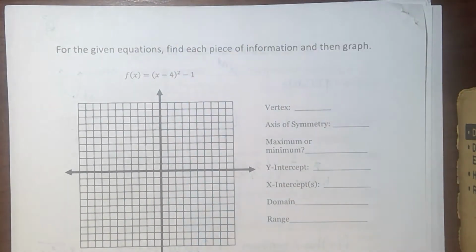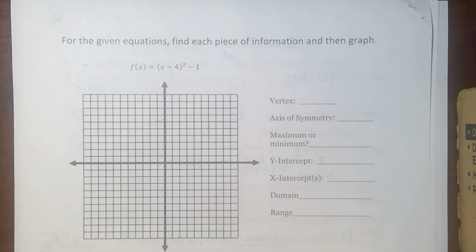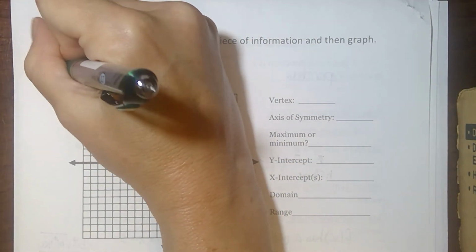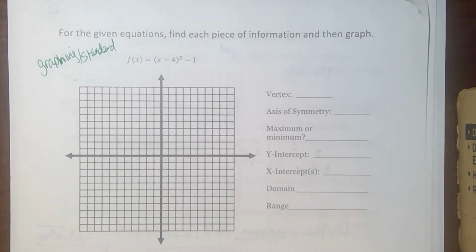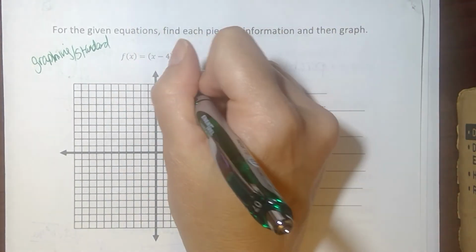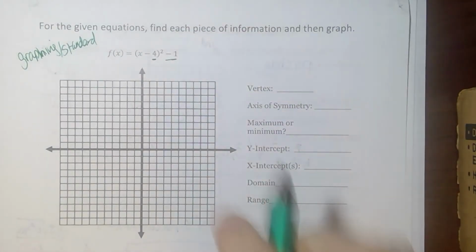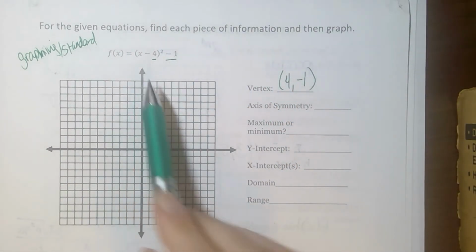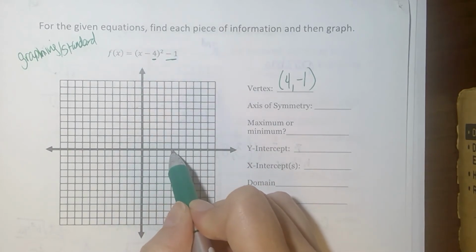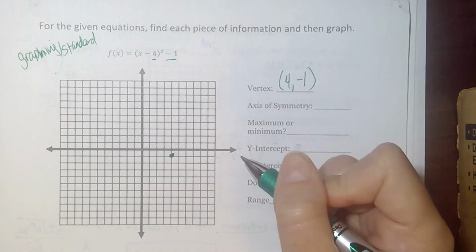We have f of x equals x minus 4 quantity squared minus 1. Well, first we need to identify which form we are in. Are we in that general form, or are we in our graphing or standard form? And we are in our graphing or standard form. I've always called this the graphing form. This book calls it the standard form, so I'll throw them both out there. When we're in that form, we are given the vertex. We have our horizontal and our vertical shifts. So I know that my vertex is at 4, negative 1. I move over to the right 4, 1, 2, 3, 4, and down 1. There's the vertex of my graph.